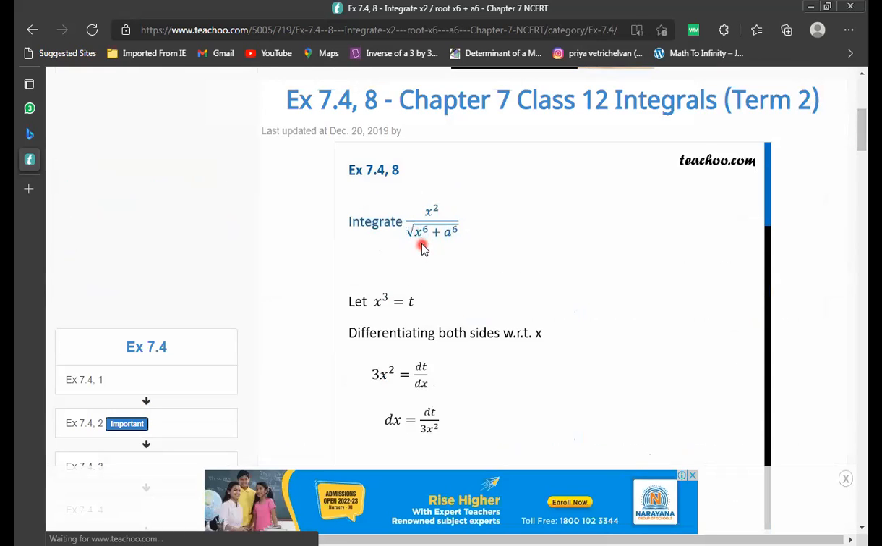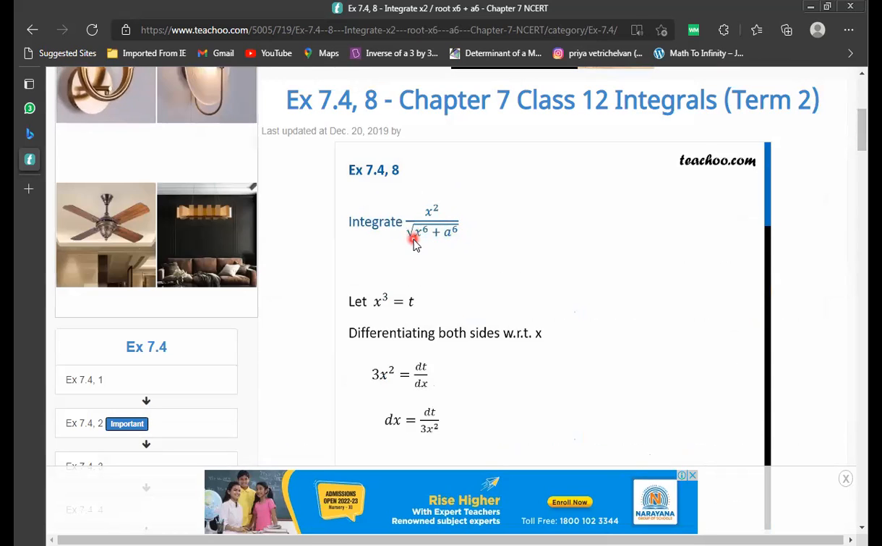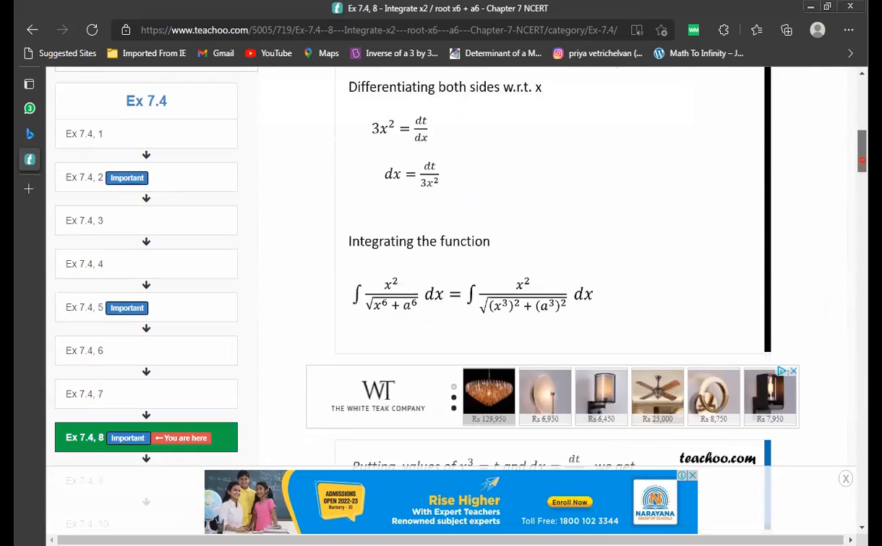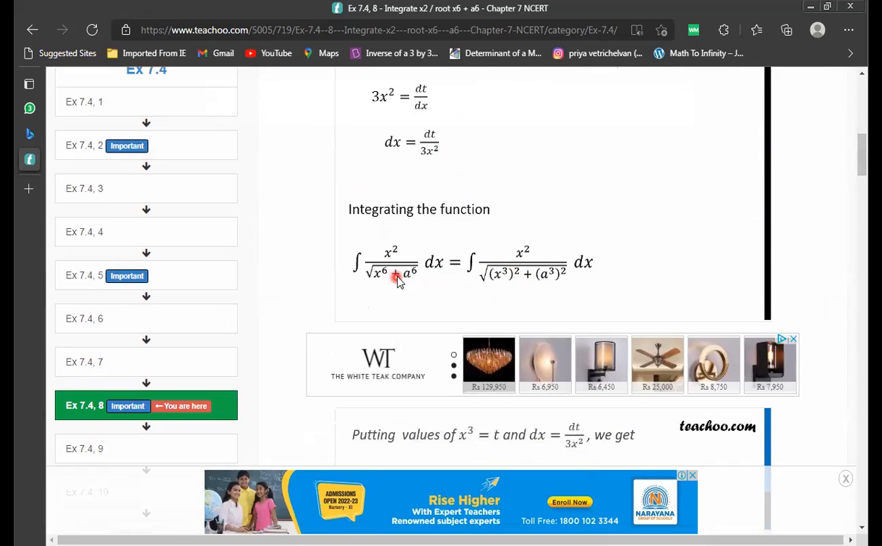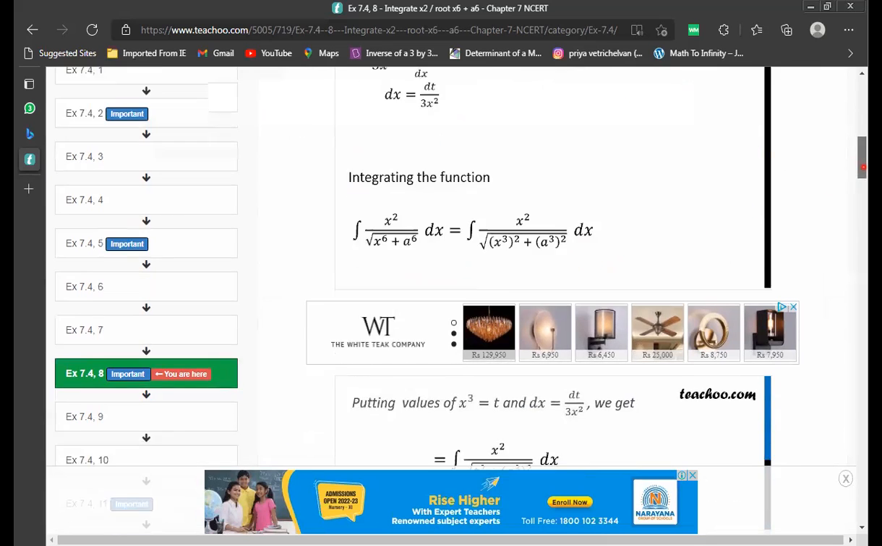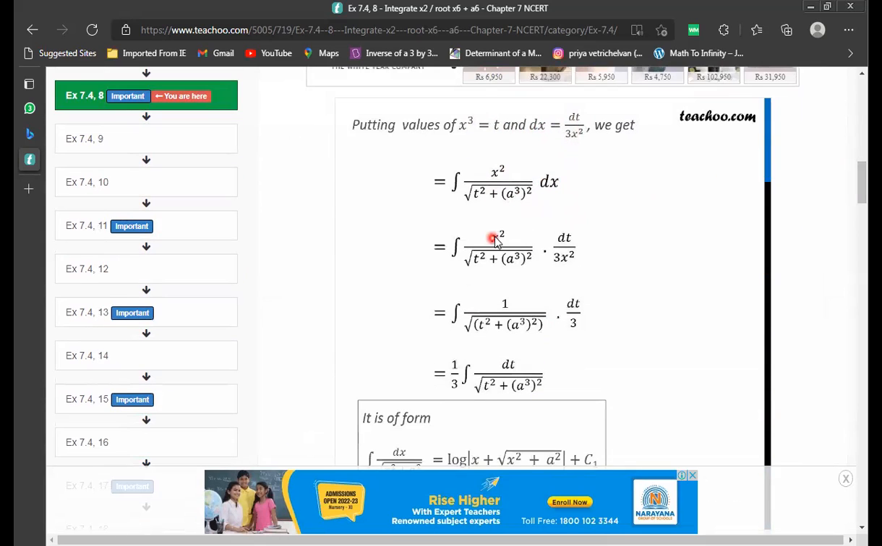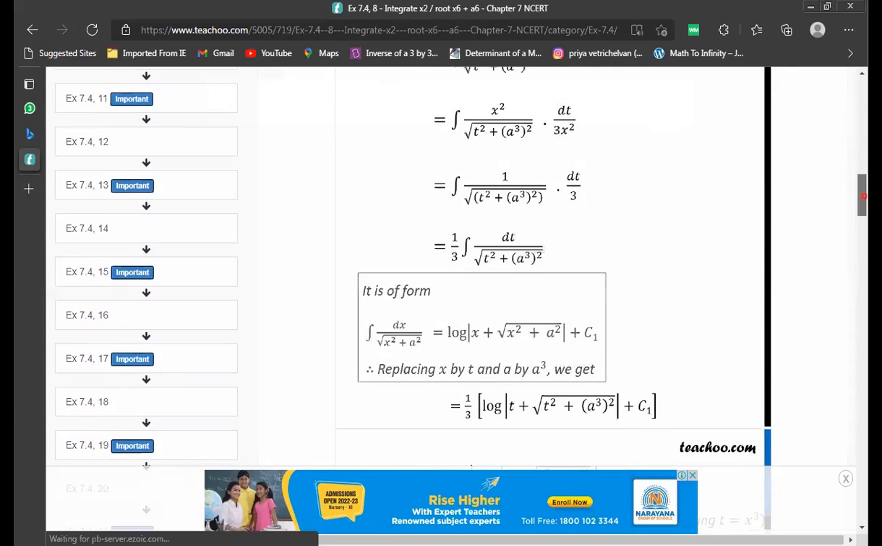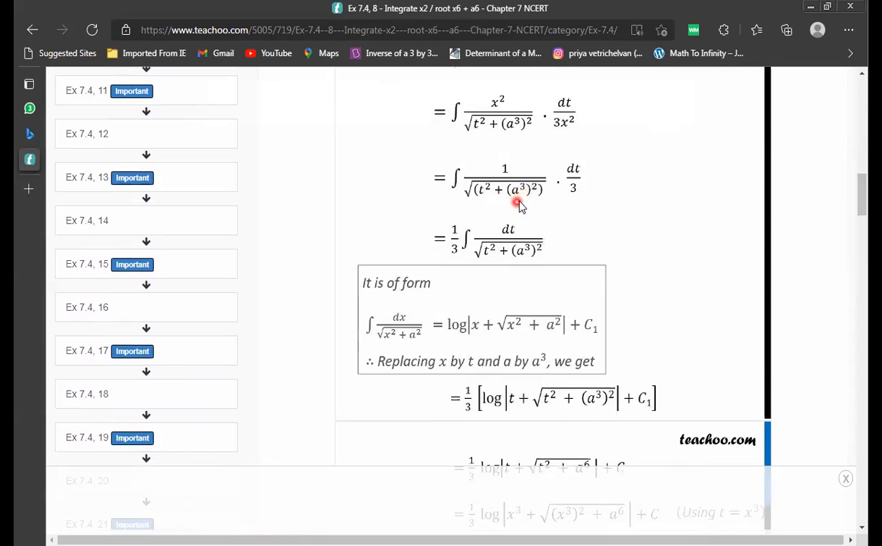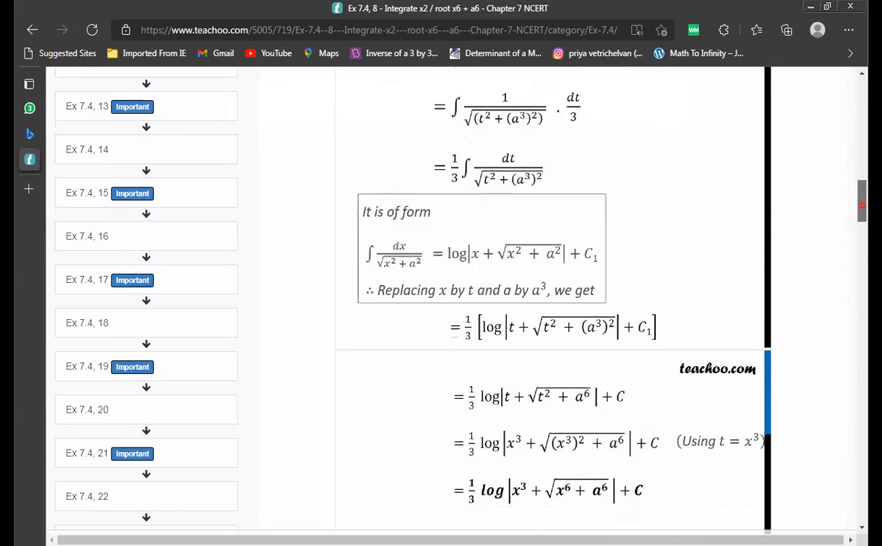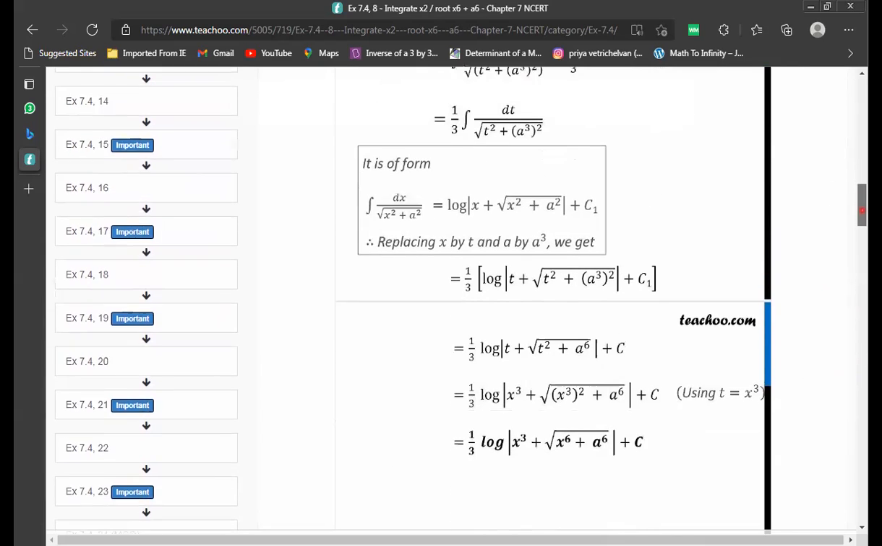So x square upon square root of x power 6 plus a power 6. Just rewrite x power 6 as x cube the whole square, and you can write a power 6 as a power 3 the whole square. So we are assuming x cube as t here. And when you differentiate, dx can be written as dt by 3x square. So we are just changing our question in terms of t. This x square and this x square will cancel out each other. You will be left with this. So square root of t square plus this a square can be written as this form. Understood? Yes, ma'am.